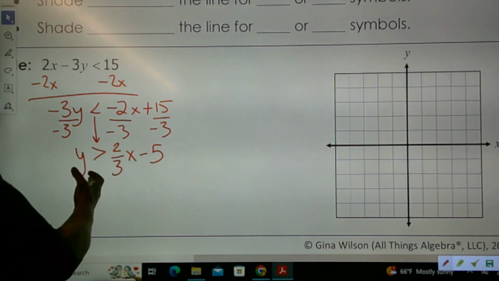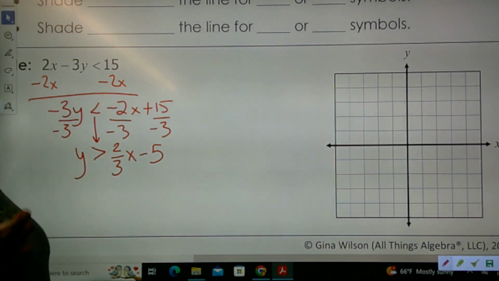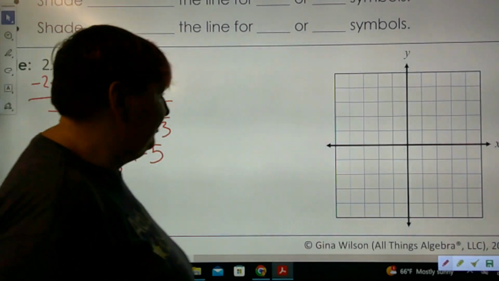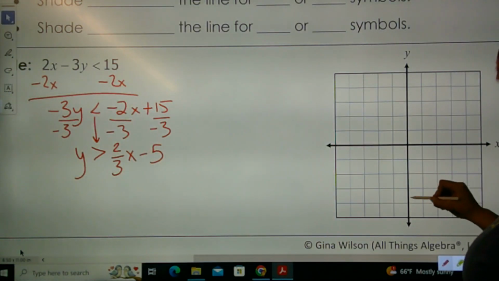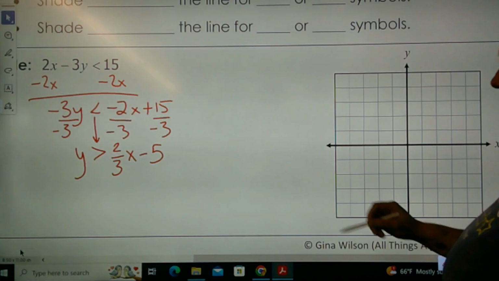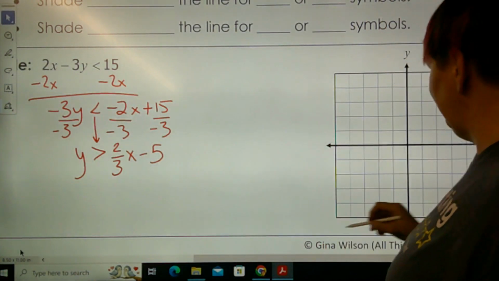It doesn't have an equal sign underneath it, so I need a dashed line. My first point is going to go at negative 5: 1, 2, 3, 4, 5. My second point is 2 up, 3 right.